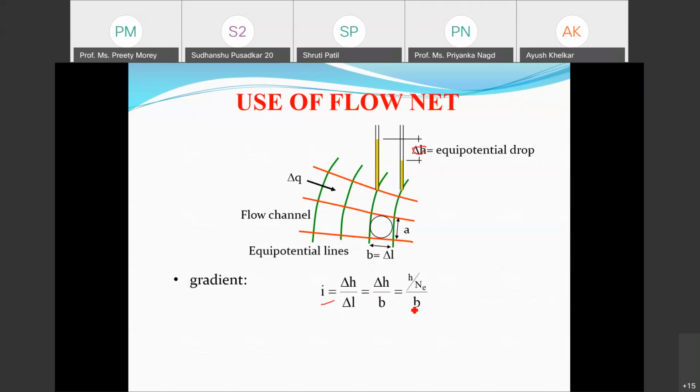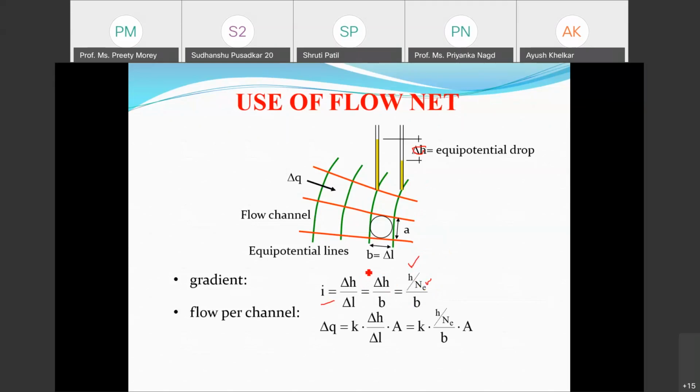And this H is the total head loss. This NE is the number of equipotential lines. The total head loss takes place over, say, 10 equipotential lines. So there are 10 equipotential lines, so the total head divided by NE will give me this small delta H. Then flow per channel is q equal to K into delta H into delta L into a.